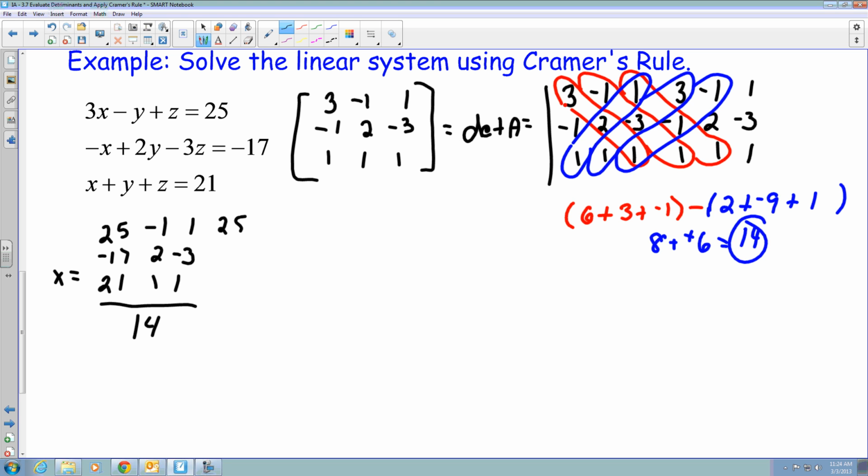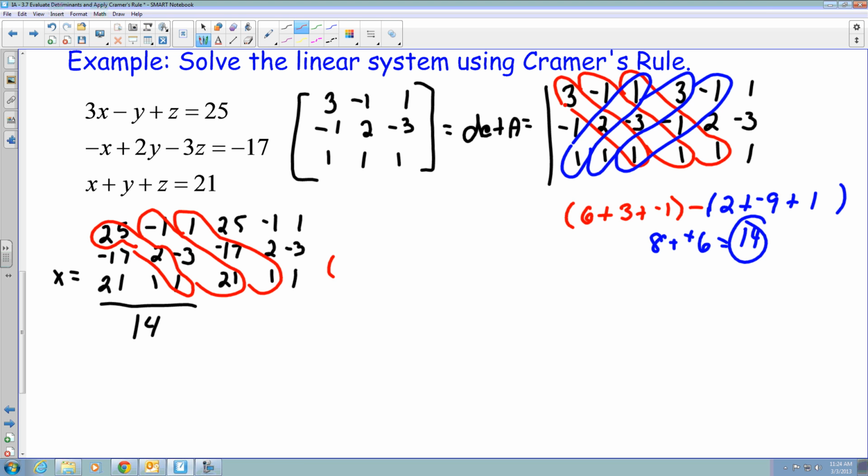So I'm going to put 25, -1, 1, -17, 2, -3, 21, 1, and 1. So I need to find my determinant of my top values. So it becomes this value here, product of these ones here, and then product of this one's here. So this becomes 25 times 2 times 1, which gives me 50, plus, which would be what, -1 times -3 times 21, which gives me a positive 63, plus 1 times -17 times 1, which gives me just a -17. It would be minus these values.